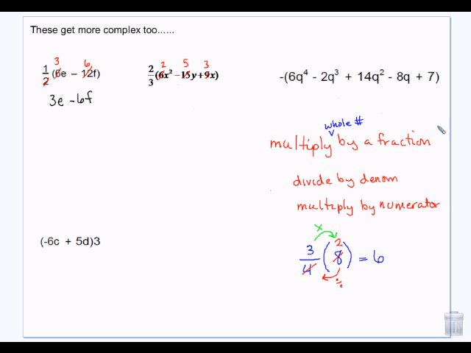Then I'm going to multiply each of these by 2. So 2 times 2 is 4, and that x squared is still there. 2 times 5 is 10, and there's that y, and then 2 times 3 is 6, and there's the x.